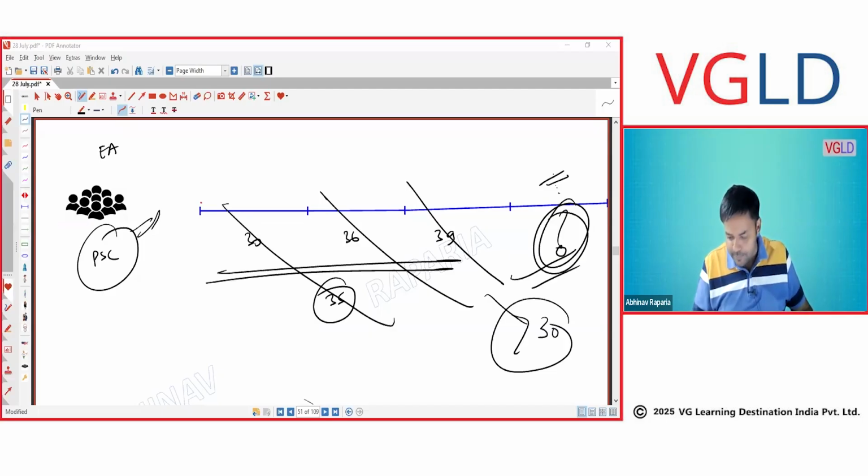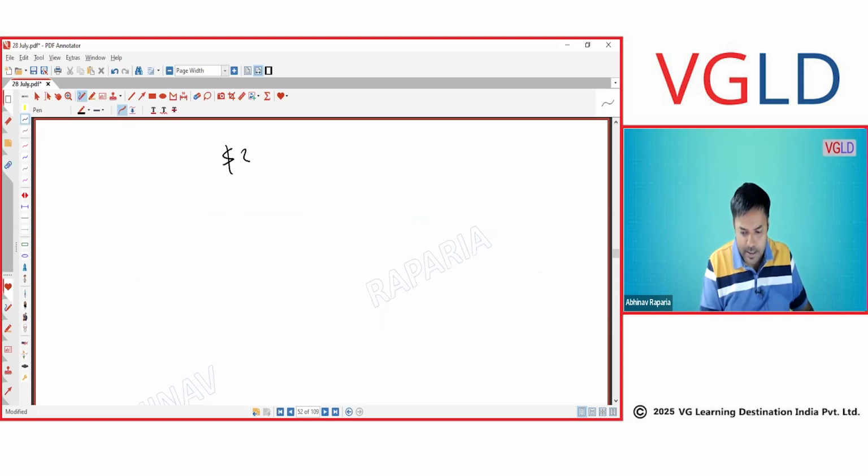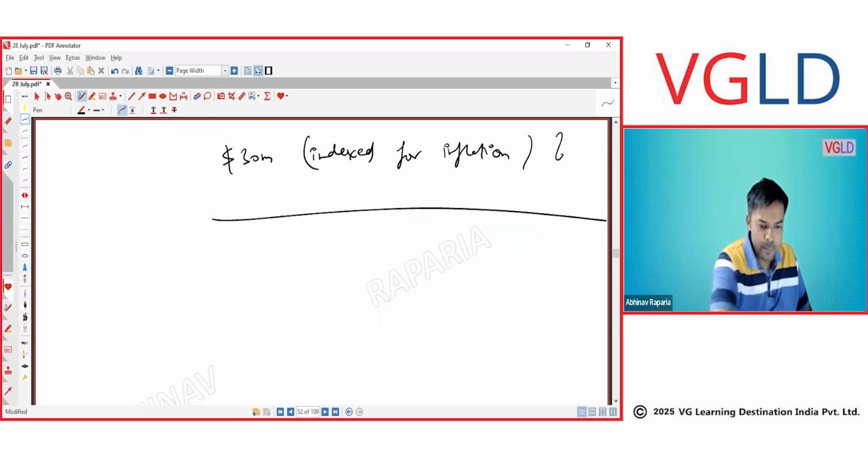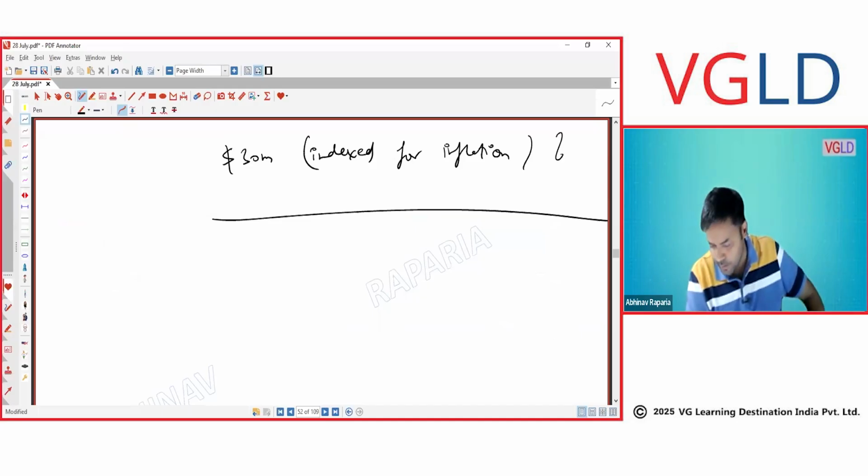Now, this limit is $30 million. This is indexed for inflation. What is the meaning of indexed for inflation? Indexed for inflation means this is going to change year on year. Before that, it was 29 million, 28 million, 27 million. Because of the inflation, they keep on increasing.